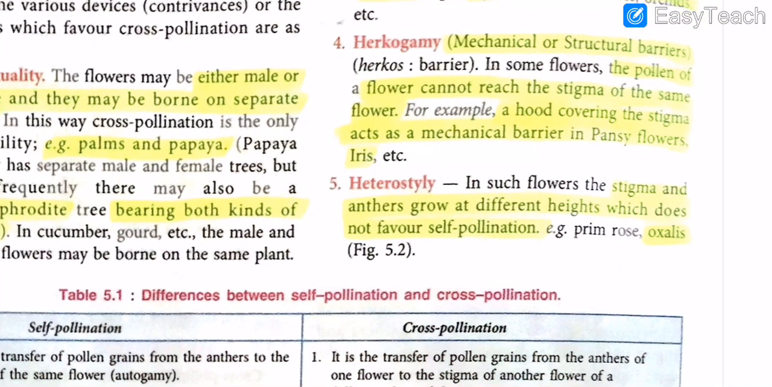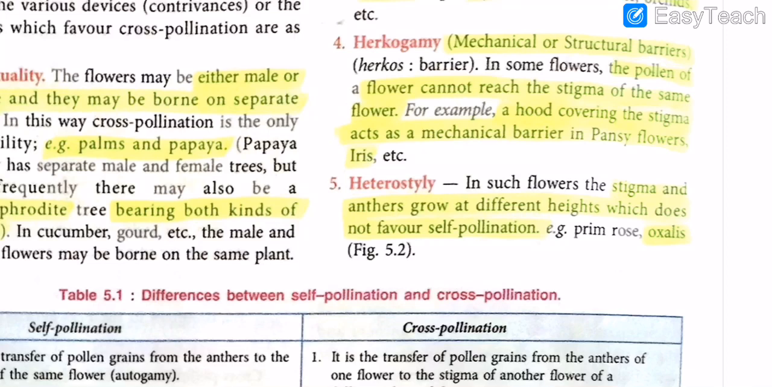Then we have heterostyly. Again, that's how I pronounce it. You can pronounce it however you want. In such flowers, the stigma and anthers grow at different heights, which does not favor self-pollination. As you know, especially in wind-pollinated flowers like maize, wheat and all of that, the stigma has to be large and feathery. So sometimes the height does not match up. So this is also one of the reasons where, again, cross-pollination comes like a hero, right?